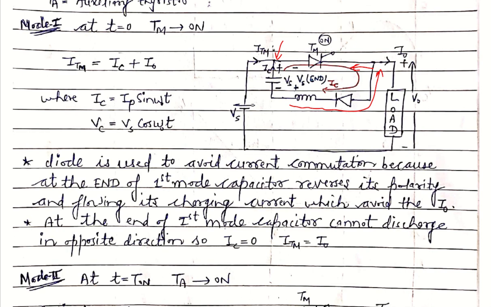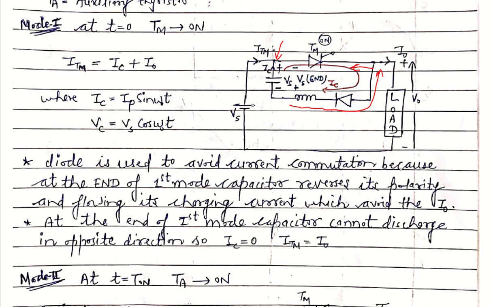So at the end of the first mode, the capacitor cannot discharge in the opposite direction. Why not? Because this is a problem: the main thyristor will be current commutated. So at the end of the first mode, the polarity will be minus plus Vs. In this case, the charging current will be 0. Why will the charging current be 0? Because our main thyristor will be in off condition at the end of the first mode.